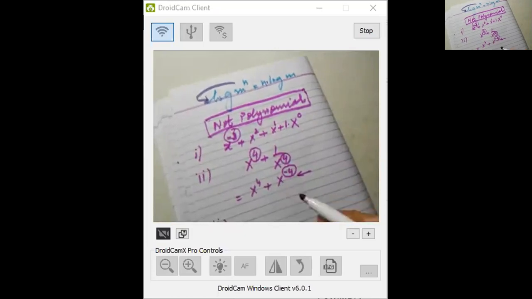My task is that the power should be a non-negative integer. Non-negative integer means that the power can be 0, 1, 2, 3, 4, anything, but not fractions, not negative numbers. Those cannot be in this form.